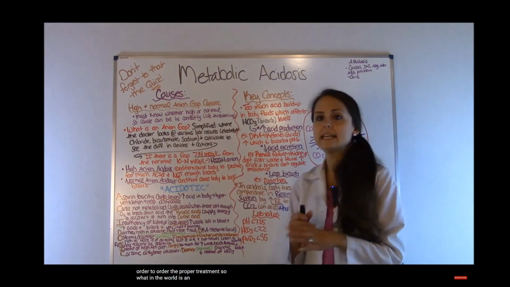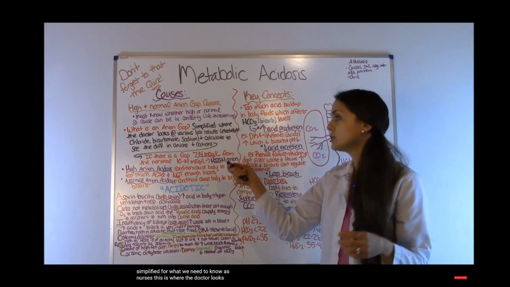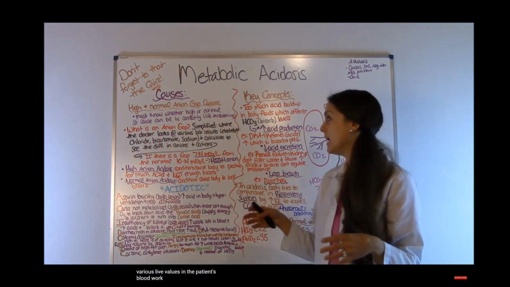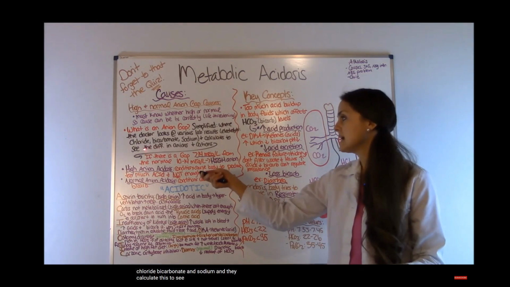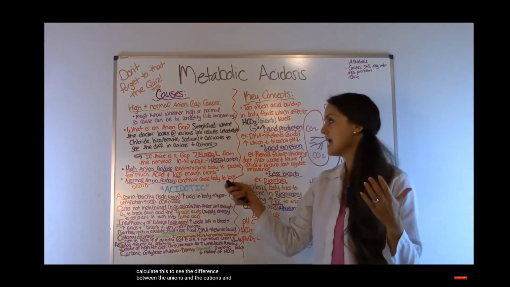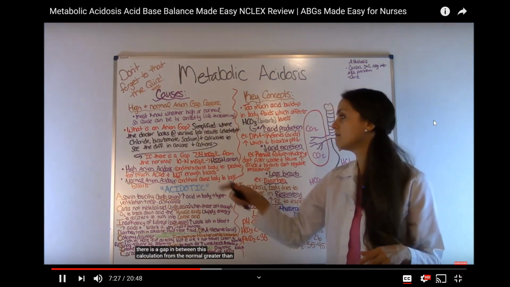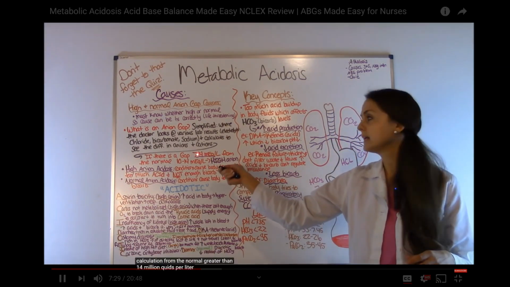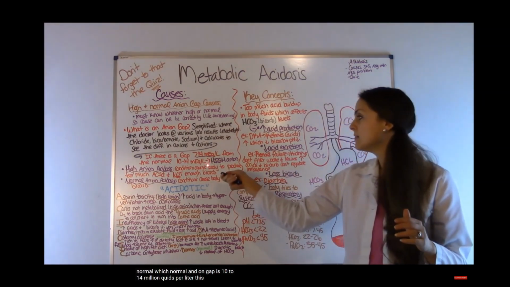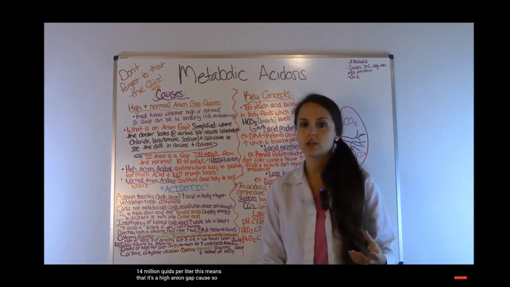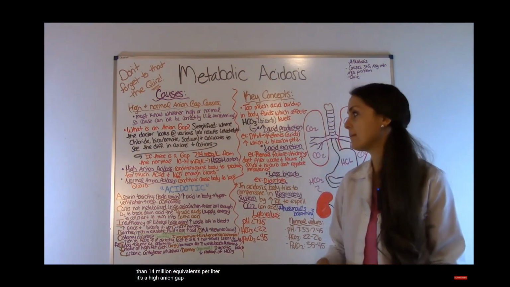So what in the world is an anion gap? Simplified for what we need to know as nurses, this is where the doctor looks at various lab values in the patient's blood work, for instance electrolytes like chloride, bicarbonate, and sodium, and they calculate this to see the difference between the anions and the cations. And they're looking for this gap. And if there is a gap in this calculation greater than 14 milliequivalents per liter from the normal, which a normal anion gap is 10 to 14 milliequivalents per liter, or 3 to 12, this means that it's a high anion gap cause. So they calculate it, they get a value greater than 14 milliequivalents per liter, it's a high anion gap.